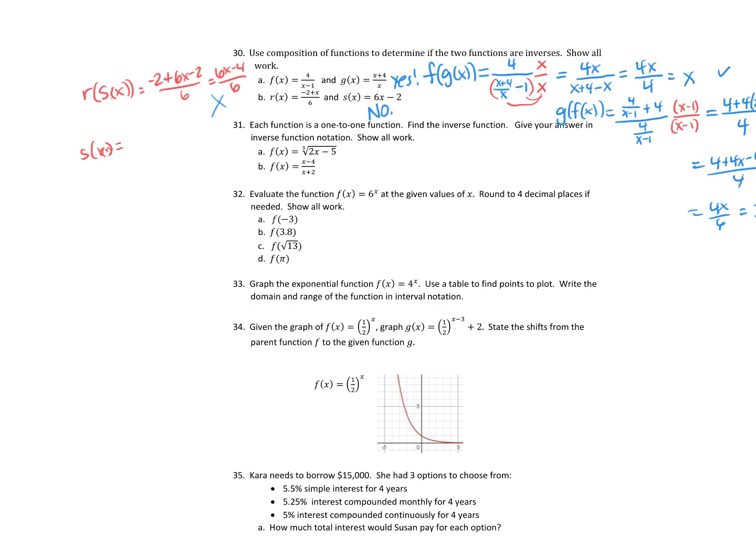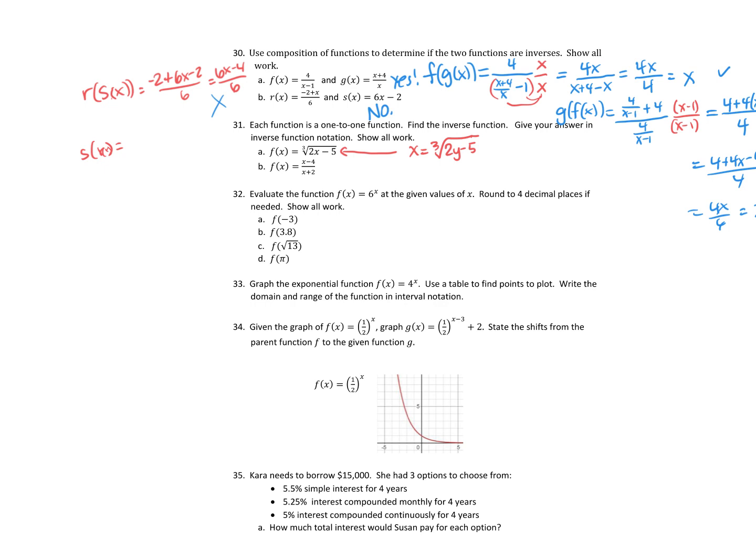Each function is one-to-one. Show the inverse function. Give your answer in inverse function notation. So I want to find the inverse of this. If I'm finding the inverse, I want to go backwards. So I'm going to treat my y as x and my x as y. My inputs and outputs are changing. So I can write this as x is equal to the cube root of 2y minus 5. And so I can go from there and solve for y.